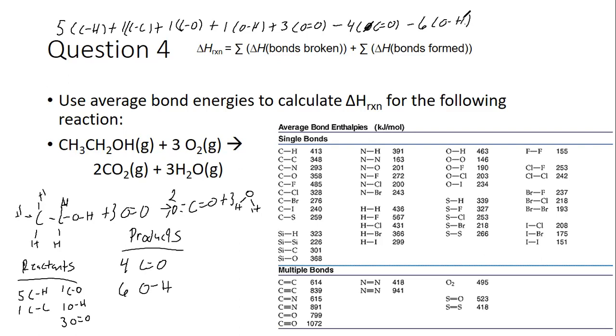All right, so let's go put in the energies then. So 5 multiplied by carbon hydrogen is 413, plus 1 carbon carbon, so that's 348, plus one carbon oxygen, that's 358. Again, I'm getting all these from the table, if you're wondering where I'm putting these numbers in from. One oxygen hydrogen, that's 463. Plus three oxygen-oxygen double bond, so that's O2 right there, 495.